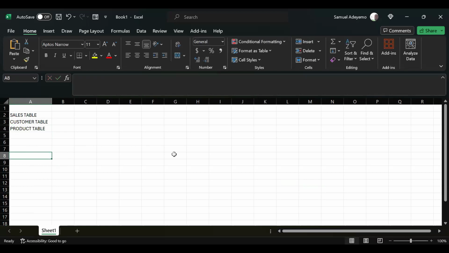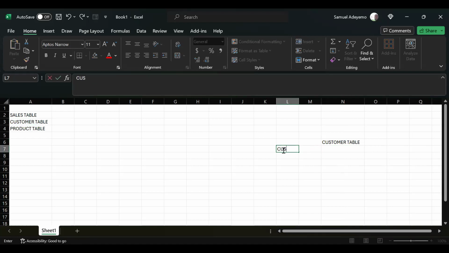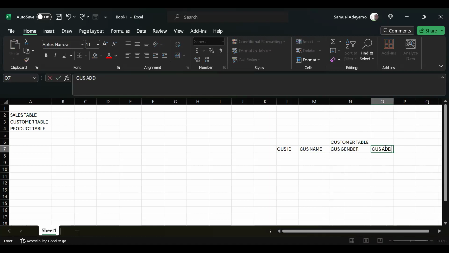Now, on my customer table, which I have here, at this corner here, I have my customer ID. I have customer name, right? What again? I have customer, maybe gender. And what again can I have on my customer table? Give me ideas, guys. Customer ID, customer name, customer gender, customer address, right?